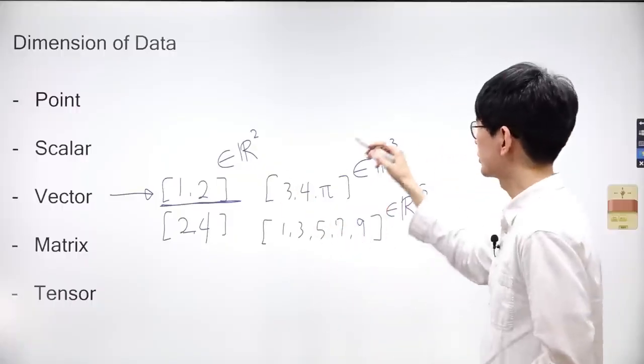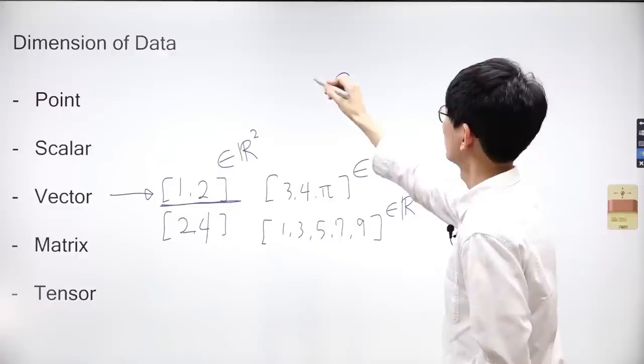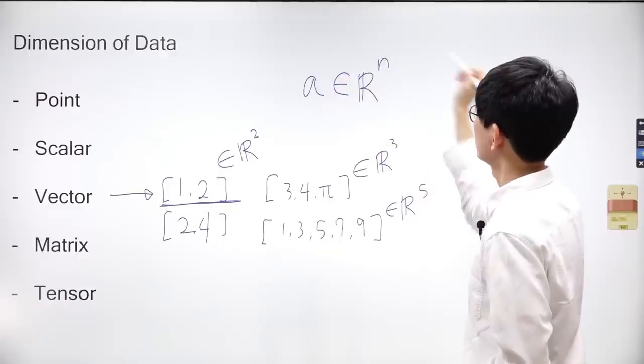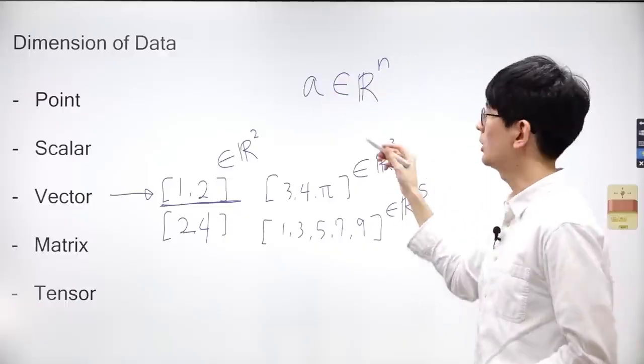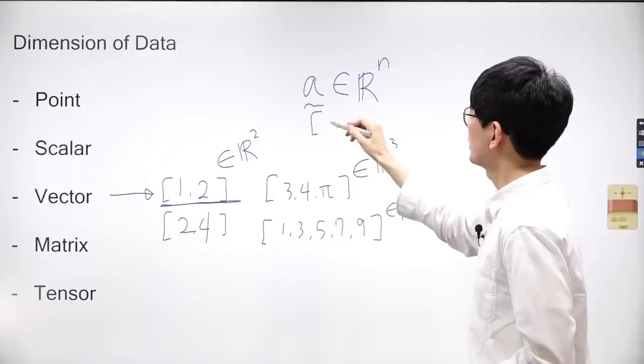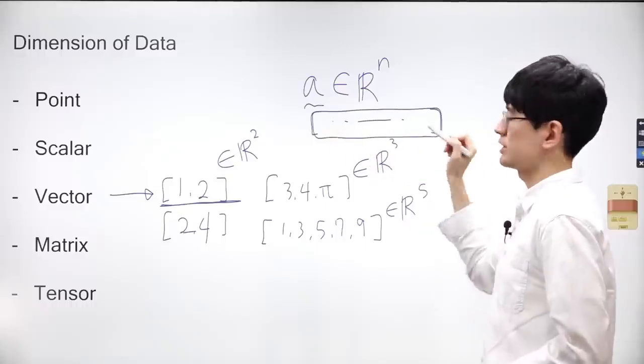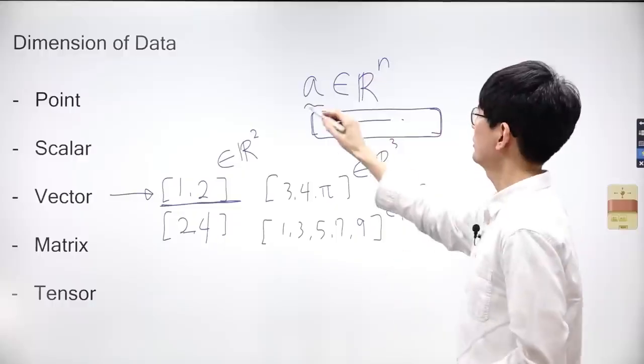So if a vector is an element of R^n, it means that inside the vector there are n real scalars, or real numbers. That's the correct way to describe dimensions of vectors. So the basic representation of a vector looks like this.